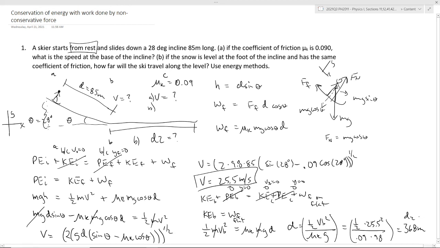So d2 is 368. So this gives you hopefully a helpful quick example to show you a situation where you have conservation of energy, but you also have to incorporate the work that's been done by a non-conservative force, the work that's been done by friction.